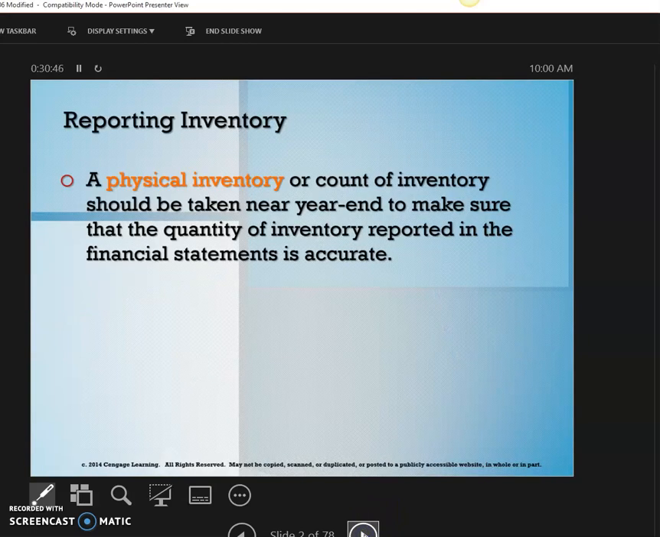So we're going to understand that in order to keep track of our inventory, we actually need to take a physical count on a regular basis. So you should do it at least once a year to make sure that what your shelf says is what your computer says.